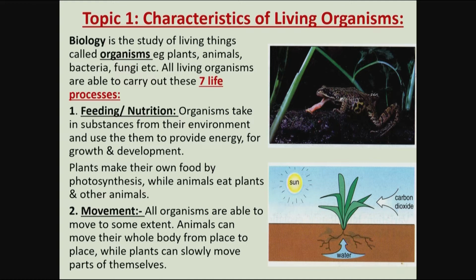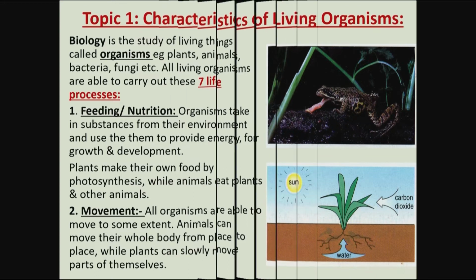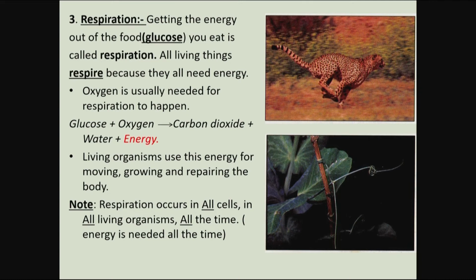Now, the other characteristic of living organisms is movement. All living organisms are able to move to some extent. Okay, animals are able to move their body from one place to another, or they can also move only a part of their body. Okay, plants move in a bit different way. They can move by maybe growing towards light, or their roots growing towards where there's water. So it's basically stationary movement.